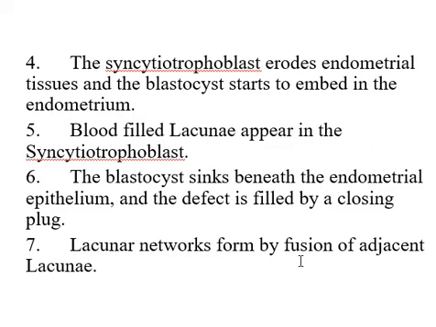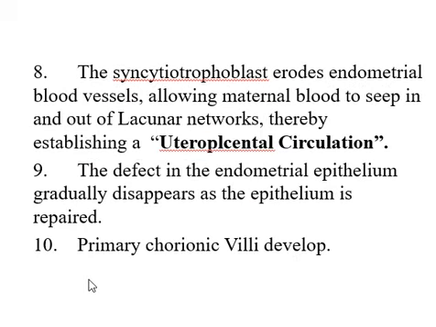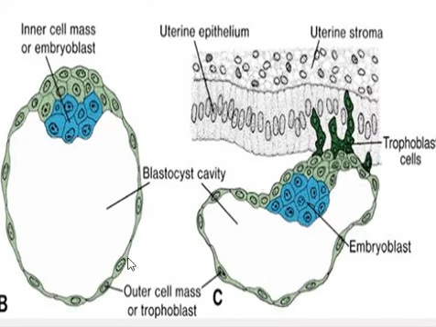A lacunar network is formed by fusion of the adjacent lacunae. This is very important. The syncytiotrophoblast erodes endometrial blood vessels, allowing maternal blood to seep in and out of the lacunar network, thereby establishing a uteroplacental circulation. This is the first step of how the developing embryo gets its nourishment from the mother. The defect in the endometrial epithelium gradually disappears as the epithelium is repaired, and then primary chorionic villi develop.